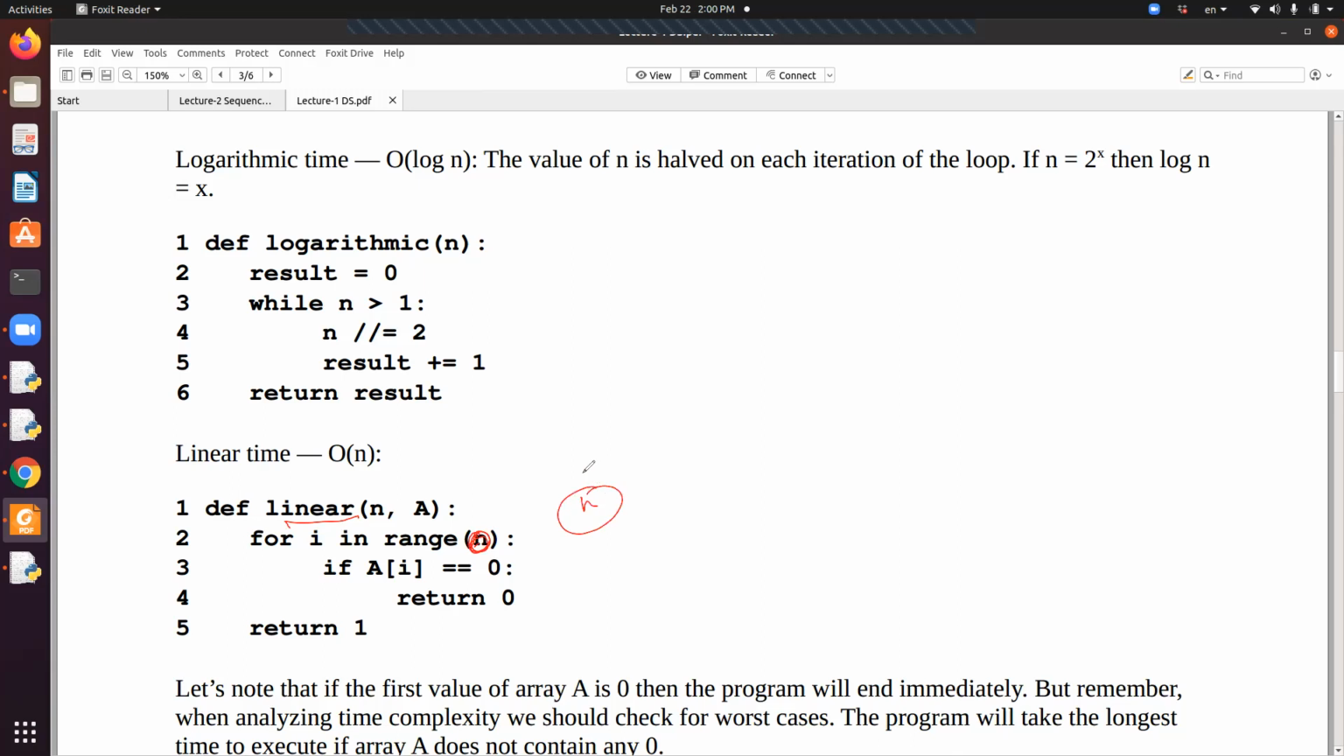So this is the idea. When you have logarithmic running time, you should know that n is always getting decreased by half. Each and every iteration of the loop, n should decrease by half, as is the case for this program. When n is decreased by half, you can say that this algorithm is going to have a logarithmic time complexity, okay?